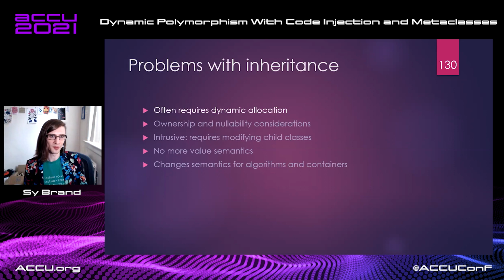So back to our problems with inheritance. Now we've solved that problem of requiring dynamic allocation when we might not want it. We're not having to allocate pointers unnecessarily. We can use SBO storage. We can use in-place storage. We have control, which we didn't have beforehand.